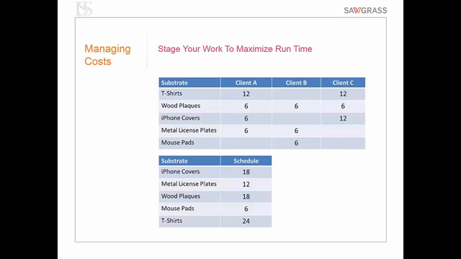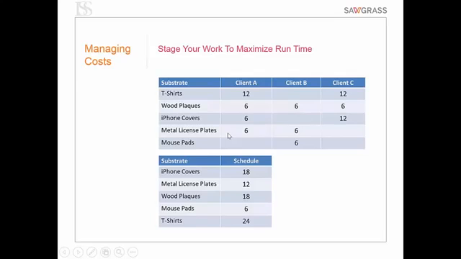So I want to look at the jobs that come in, and here's an example we can use. Let's say that we have 3 customers, client A, B, and C. And let's say that client A ordered 12 shirts, 6 wood plaques, 6 iPhone covers, and 6 metal license plates. Client B got 6 wood plaques, 6 license plates, and 6 mouse pads. And client C got some shirts, some plaques, and some phone covers. Now, if I did each client individually, I would be bouncing around a little bit in some of my settings and incurring maybe some extra downtime.